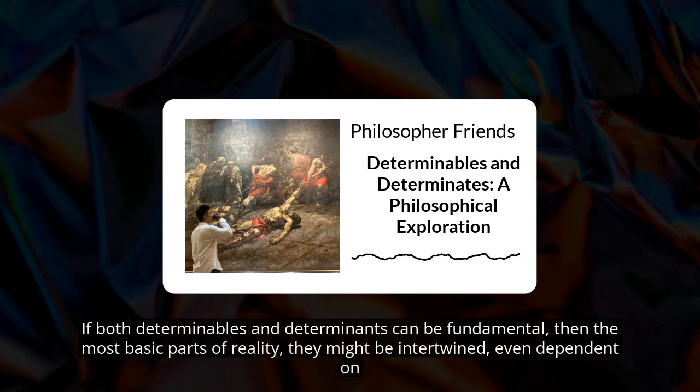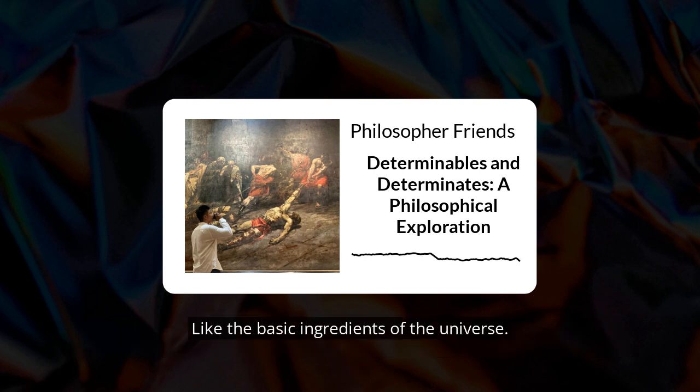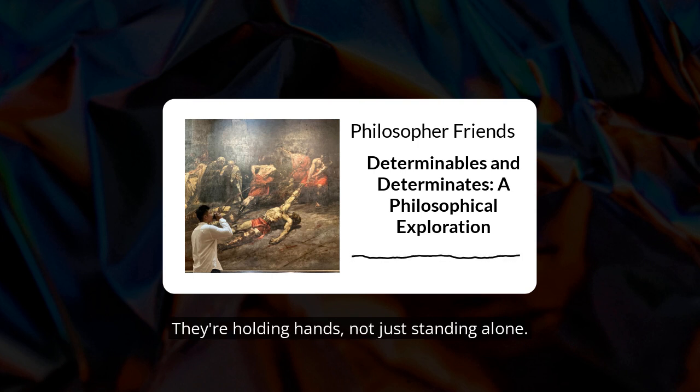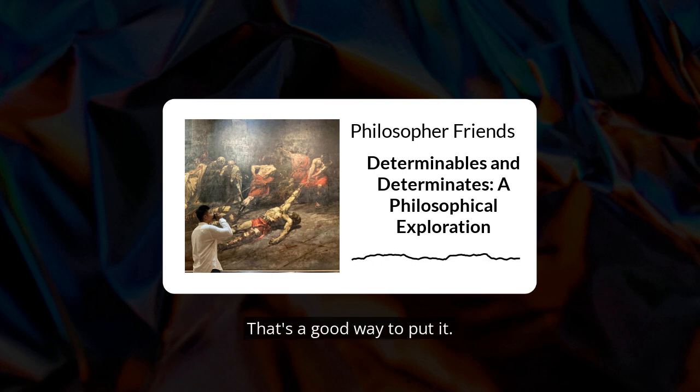If both determinables and determinates can be fundamental, then the most basic parts of reality might be intertwined, even dependent on each other. Like the basic ingredients of the universe. They're holding hands, not just standing alone. That's a good way to put it.